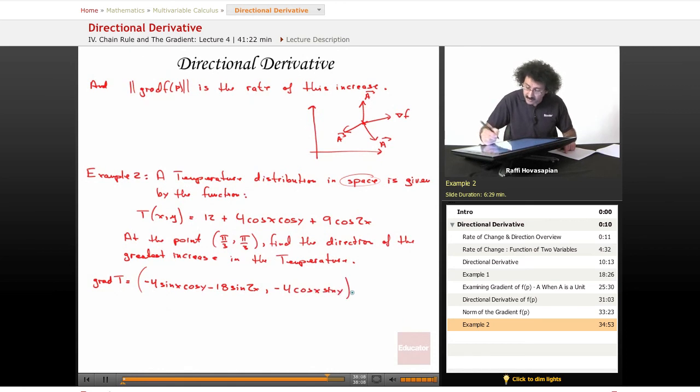Okay, looks complicated? It's not. It's just functions. That's it. We're going to be sticking numbers in here. Pi over 3, it's a 60-degree angle. We already know what all these numbers are. Okay, so now let's go ahead and evaluate this at the point pi over 3.